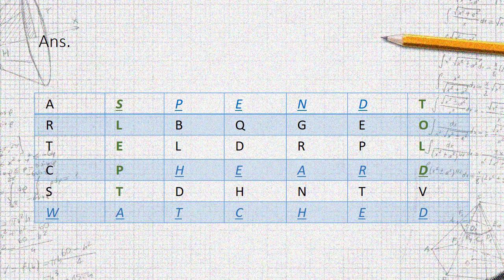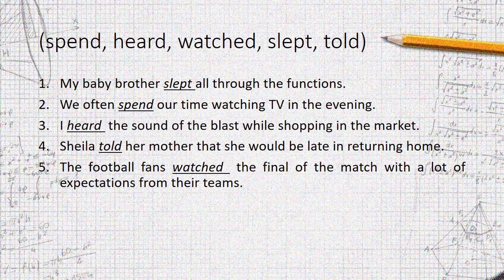Then we get the word heard in the 4th row. In the 5th row, we get the verb watched. And if we see the columns, the second column has the verb slept and the last column has the verb told. So the verbs we get are spent, heard, watched, slept and told. And from these we have to fill in the blanks.